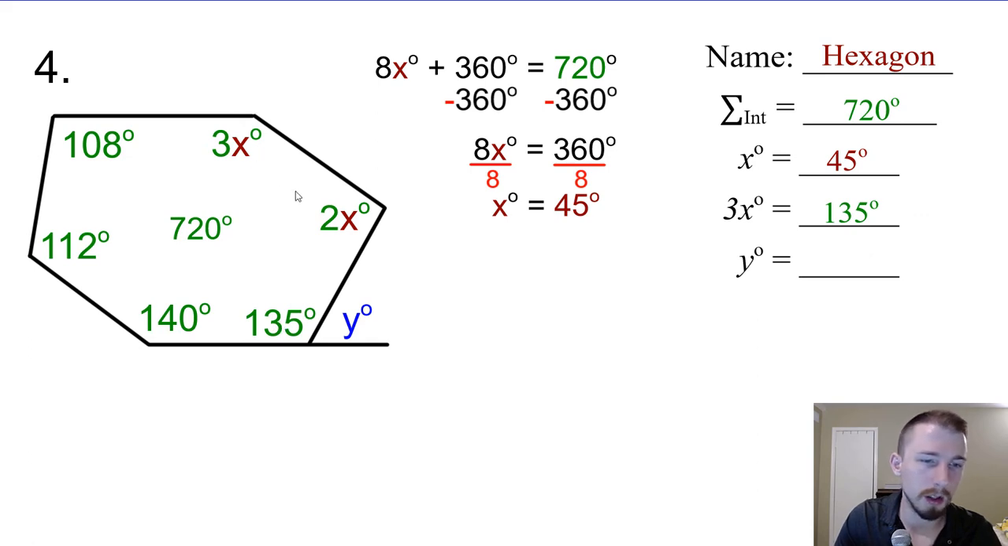You could do the same thing, plugging those in, and of course they'll all add up to 720 because that's how we set up our equation, as long as we did the algebra right. All right, so what's the y? The y is an exterior angle, that's why it's blue instead of green. And so we subtract, and the missing part's going to be 45 degrees, I believe. Yes. All right, got it.